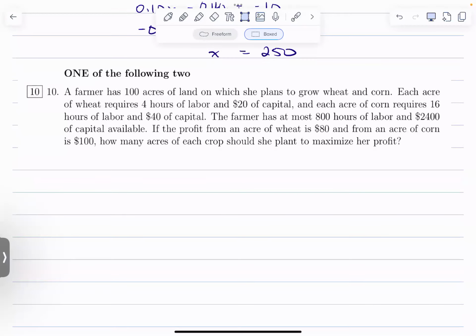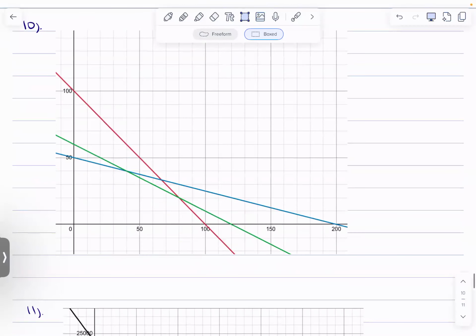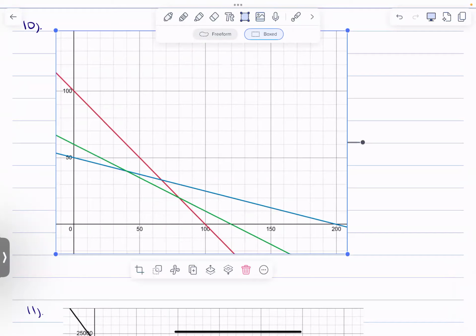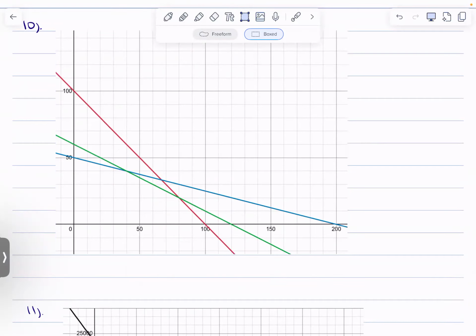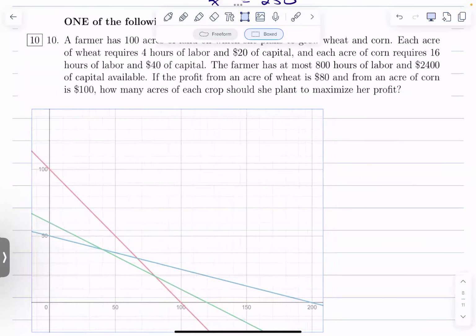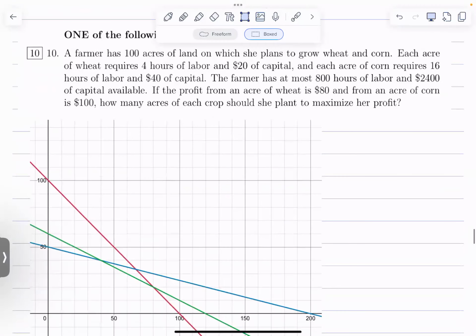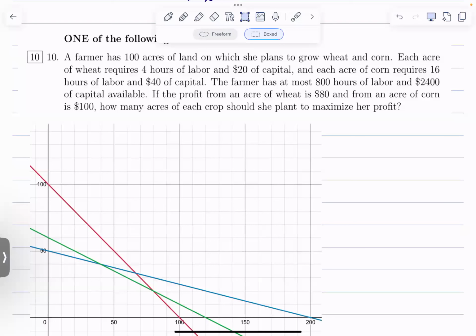So this one is where I should have included the graph in here, but I'll go grab it from the very last page here. And I really hope I did a decent job sketching these out. It's running out of time.